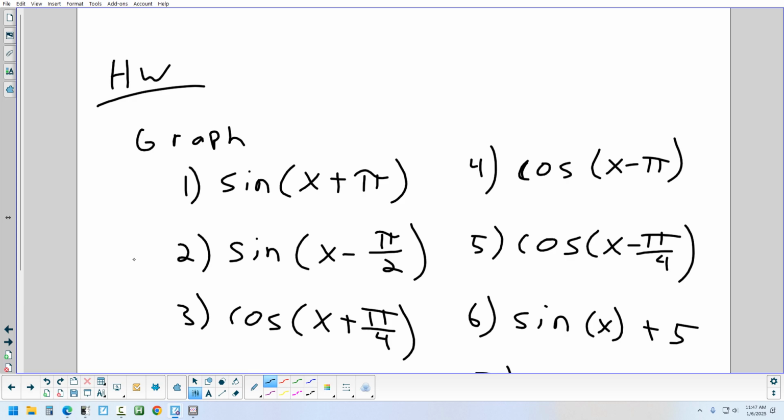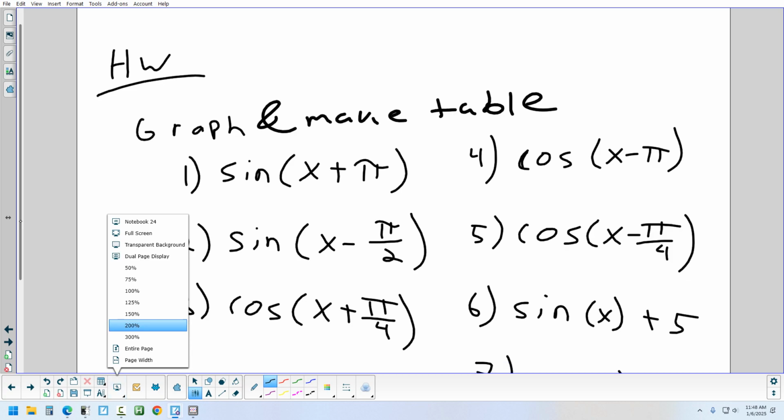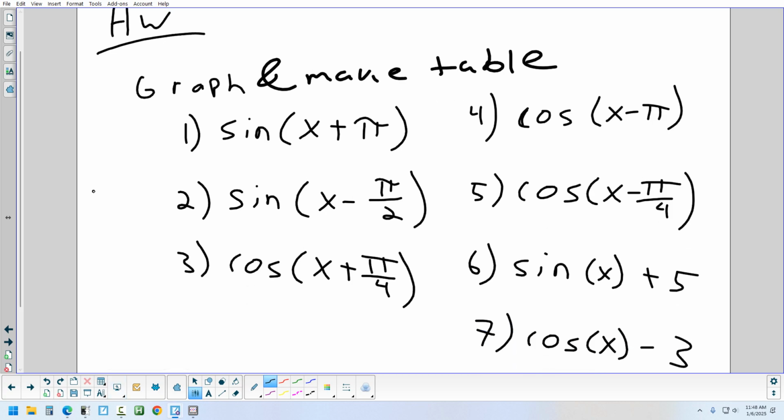All right, so graph and make table. The homework is those 7 questions. For each one, I want you to make sure you make the table. So show me the 5 new coordinates and the sketch. You have to have both to get full credit. That works.